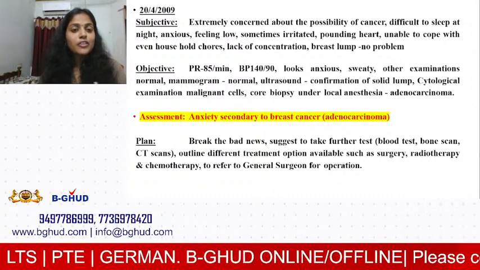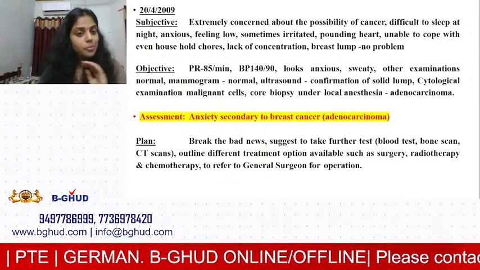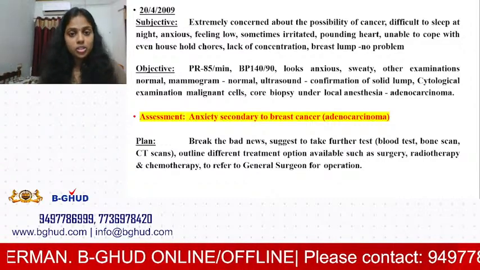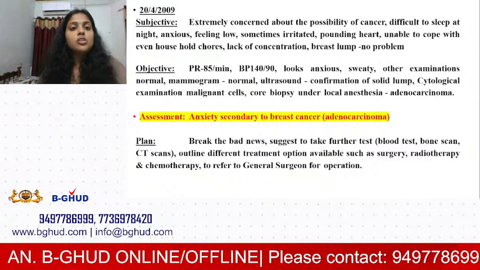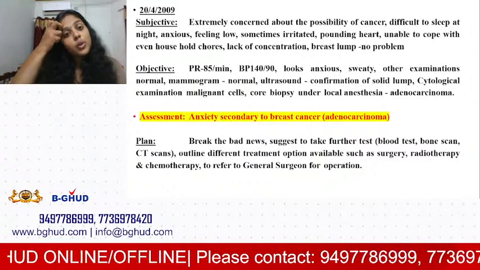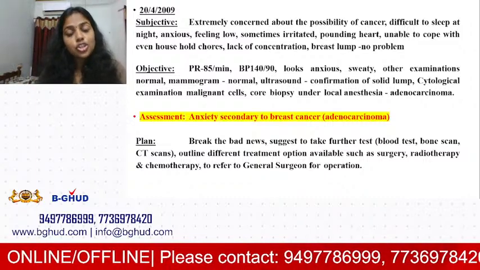So this time on her visit, she is more anxious. Regarding the breast lump, there is no problem, but this time she is very concerned about the possibility of cancer. On observation, pulse rate was noted as 85 beats per minute. Blood pressure was noted as 140/90. She looks anxious. She's sweaty.